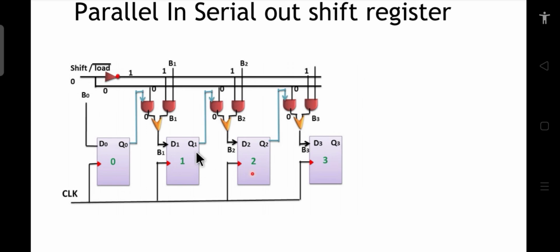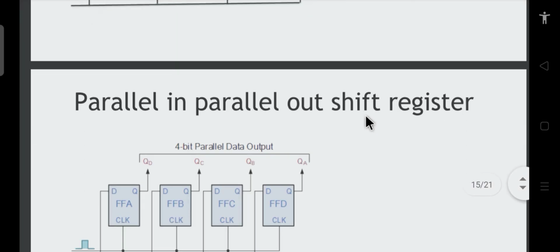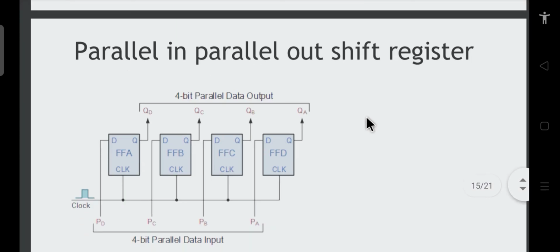Okay, so this is how you understand the parallel in serial out shift register. Now let us move on to another shift register, which is a very simple one, called the parallel in parallel out shift register. In it, you can see that the inputs are directly connected to the D input of each D flip-flop, and the output is also available from each of the flip-flops separately, whereas the clock pulse of all the flip-flops is connected to a single clock.